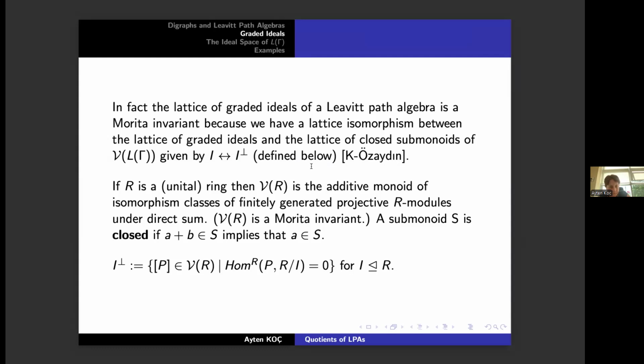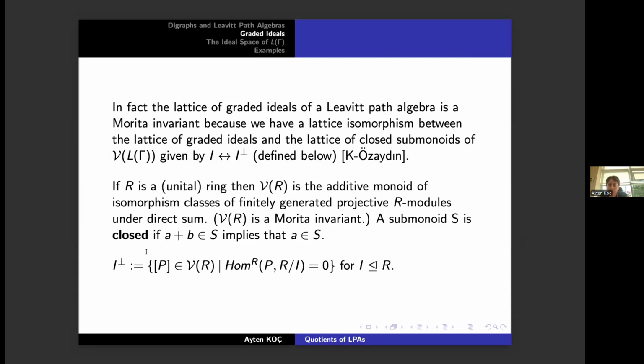Wasn't this isomorphism of lattices between V of the Leavitt path algebra, the lattice of closed submonoids, and the graded ideals not previously known? I mean, I know there is some connection between them.